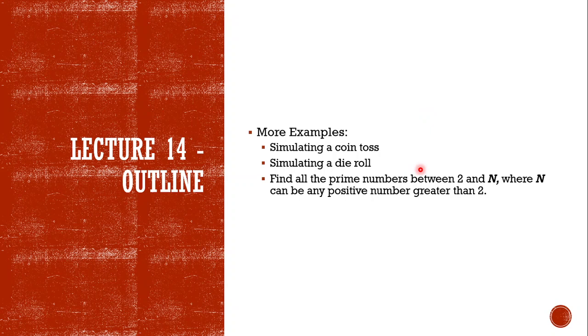The final problem that we are going to solve is we are going to find all the prime numbers between 2 and n. So for example, if somebody says n is equal to 5000, we would find all the prime numbers from 2 to 5000. So we'll check each of these numbers for primality. We'll see if it is a prime number or not.